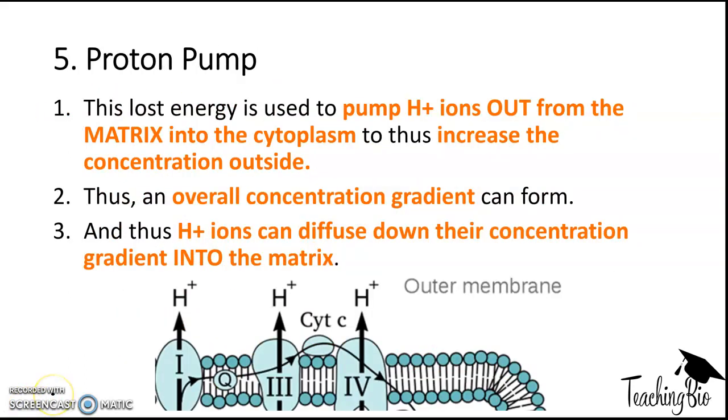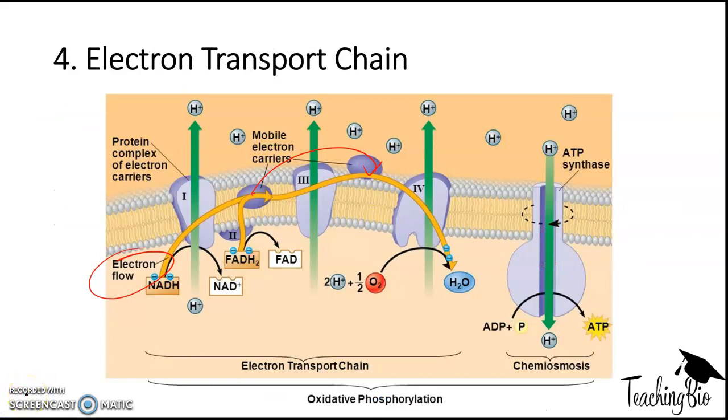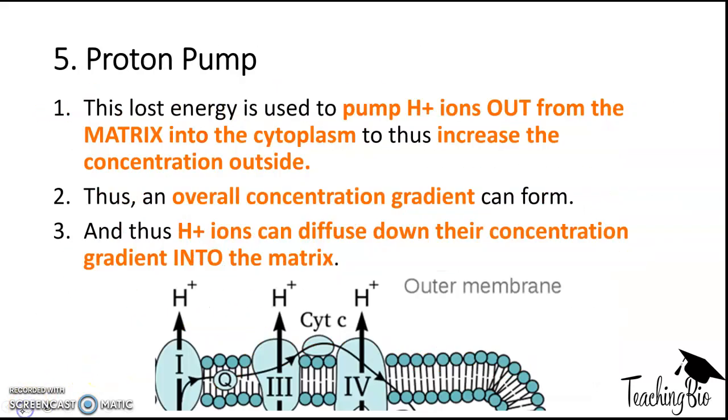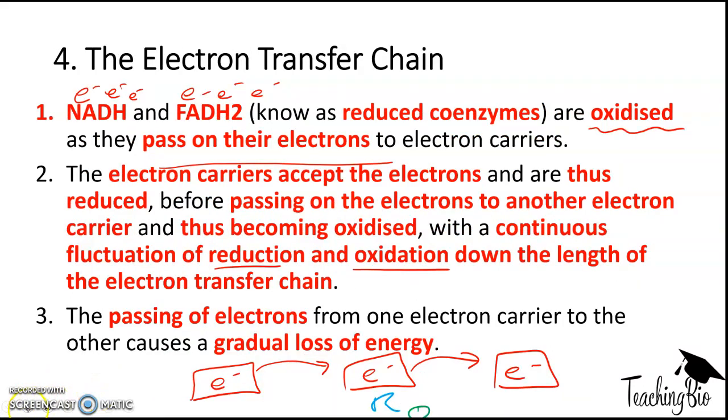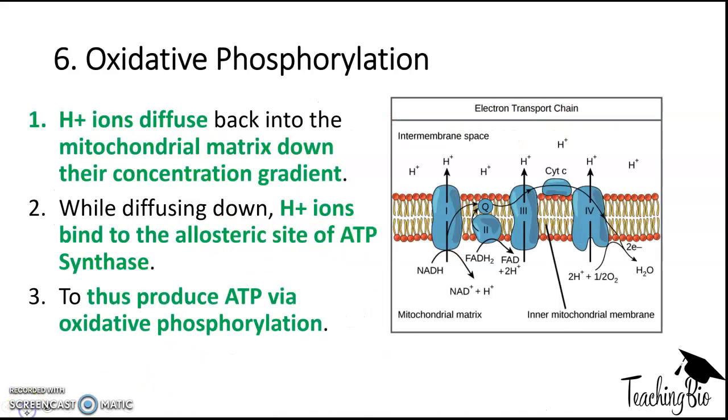So what's the importance of that energy? Well, that energy is actually used to pump protons, so H+ ions, out of the matrix into the cytoplasm to increase the concentration outside. Okay, so the proton pump, if I go back again, the proton pump is here. So all the protons here need to be pumped out there. And because they're going to be moving against a gradient, they need some kind of energy, and that energy is supplied by the gradual loss of energy via the electron transport chain. So they're pumped out to increase the concentration outside, and therefore they can diffuse back in, because we have a high concentration outside and a lower concentration inside.